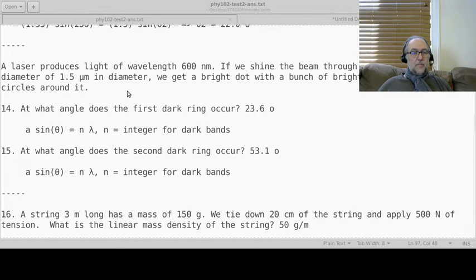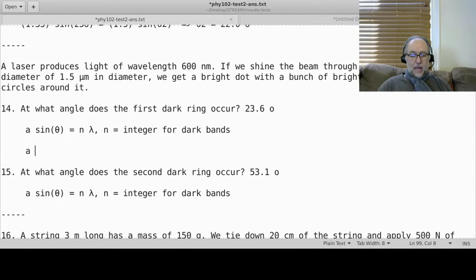And let's substitute in the numbers. And we have A here. A is the size of the hole, which is 1.5 micrometers. Now, this is kind of an easy problem, but if you don't remember what micrometers and nanometers are, then you're in trouble. A micrometer is times 10 to the minus 6 meters, like that. All right. And theta is what we're solving for.